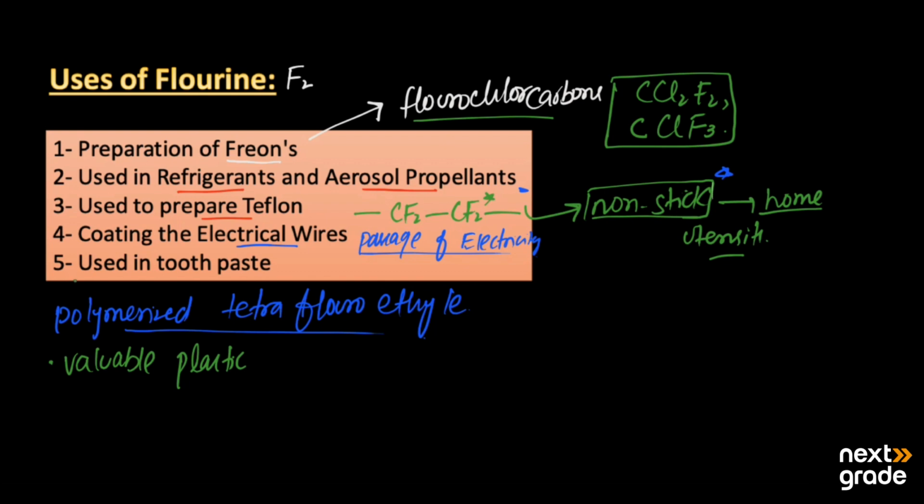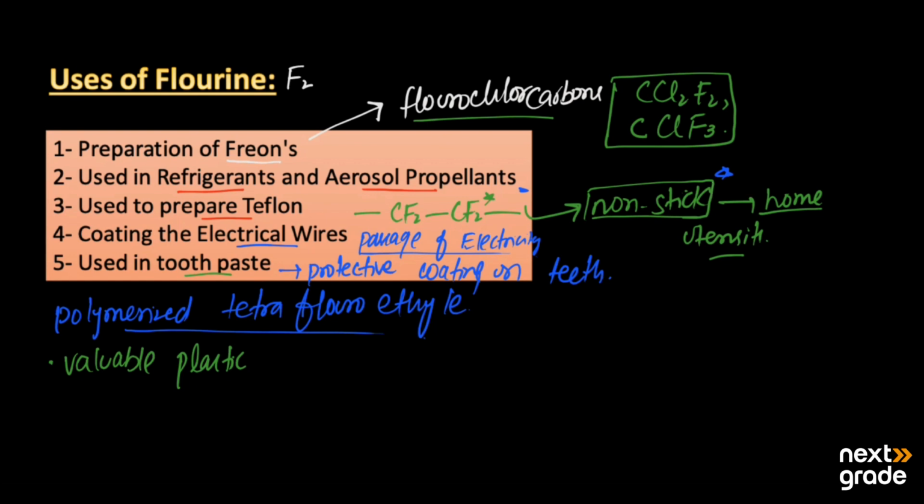The last one, the fifth use of fluorine, is in toothpaste. Fluorine is used in toothpaste because it builds a protective coating on the teeth. So all these are the basic uses of fluorine that we have.